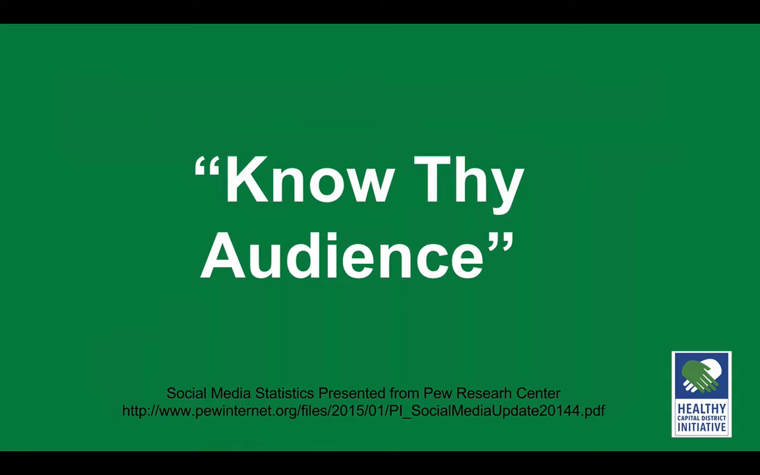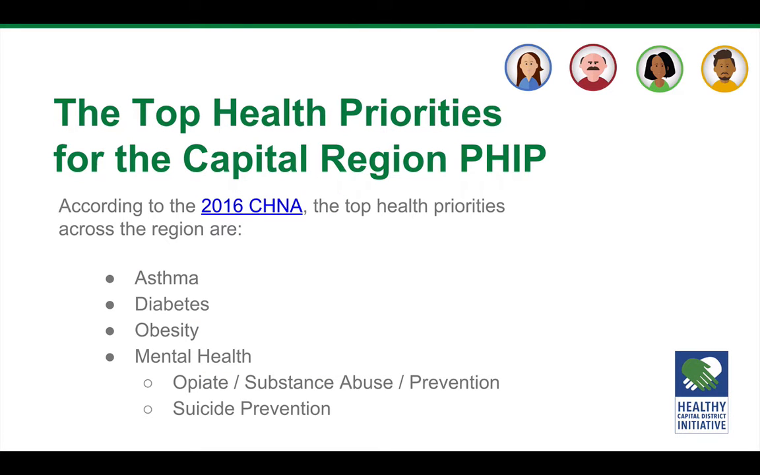So know thy audience, segmentation, something that I'm a big proponent of, something you've all heard me talk about a lot. And when we start talking about which social media platforms we want to use, we really have to have a strong sense of who we want to reach and what our audience is. So what we've done is look at this again through the lens of our top health priorities, or those prevention agenda items here in the capital region: asthma, diabetes, obesity, mental health, opiate substance abuse, and then suicide prevention. It helps to address all health priorities, but we've really framed our examples and our discussions around the top priorities that we're all working together to address within our region.